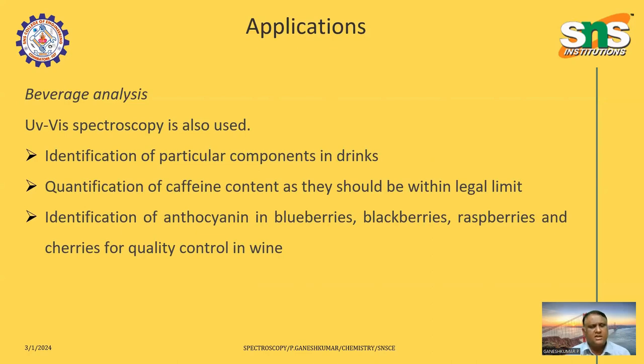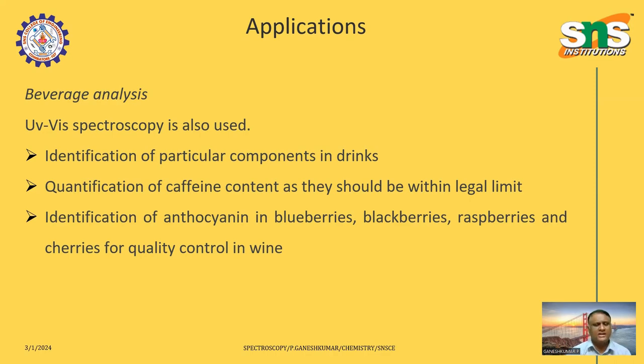Beverage analysis. In beverages, we can identify particular components of the drink. So we can find contamination or the sugar level. We can find whether any additives are present. Quantification of caffeine content can also be studied, whether it is within the prescribed limit. Identification of anthocyanin in blueberries, blackberries, raspberries, and cherries for quality control in wine can also be easily studied.